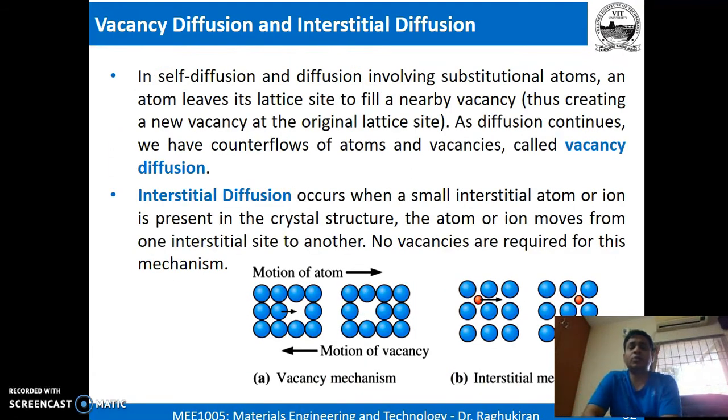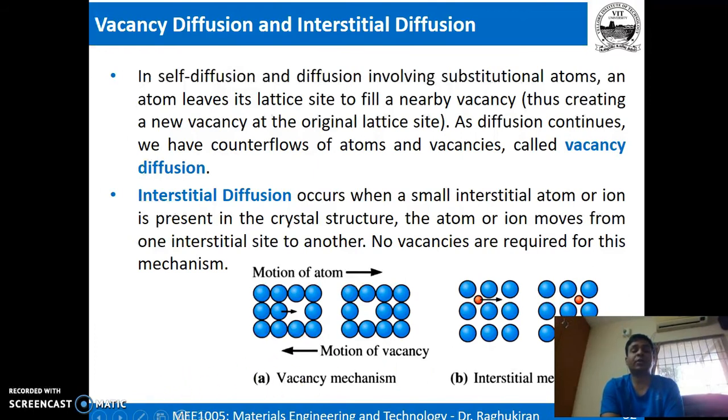Another type of diffusion that we can call interstitial diffusion. As we all know, interstitial space is nothing but the space between the atoms when they are stacked together, and this space is always available, right? So if you have a small atom that can fit into this particular interstitial space of one atomic lattice, then it can always migrate from one interstitial space to the other. That is what we call interstitial diffusion.